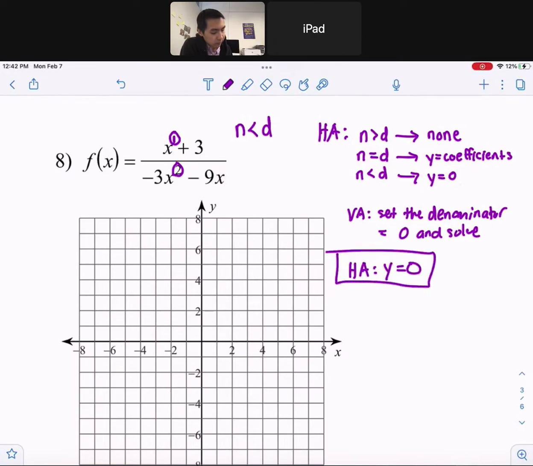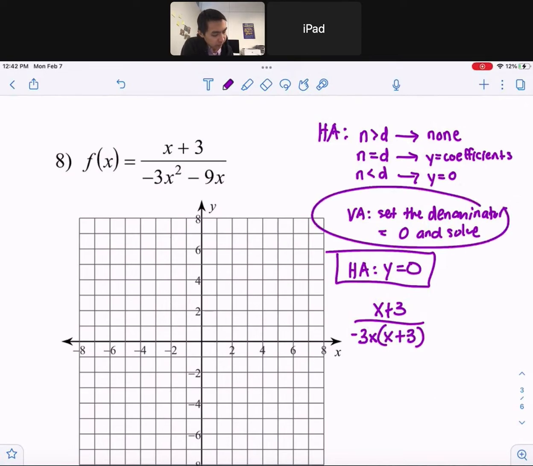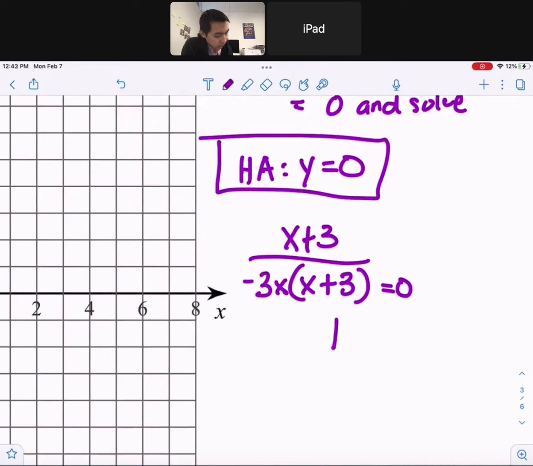And then to find the vertical asymptote, we have to factor out everything. So x plus 3. We can factor out a -3x from the bottom to get positive x and positive 3. So set the denominator equal to 0. For this one, x would have to equal -3. And for this one, to get this to be 0, x would have to equal 0. And those are your vertical asymptotes.